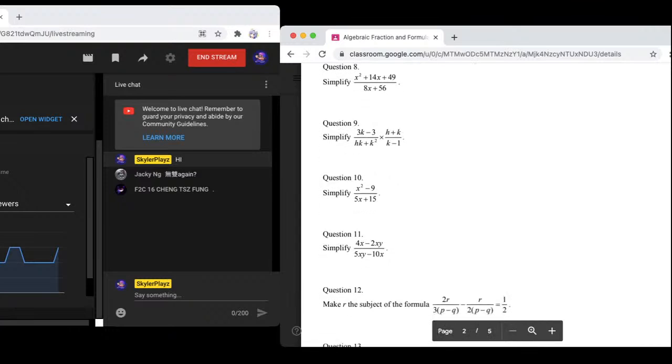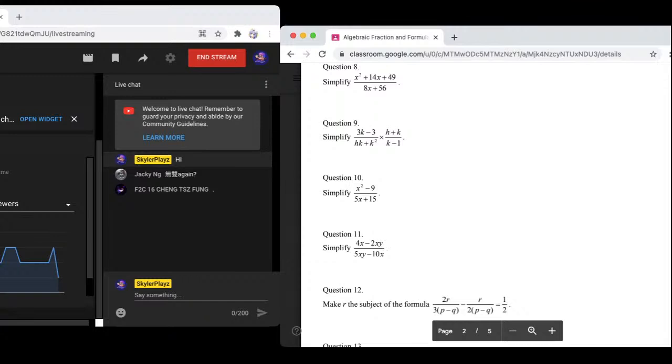Question 29. 3k minus 3 divided by hk plus k squared, times h plus k, k minus 1. Let's do factorization. Factorize 3, so 3 times k minus 1. Factorize k, so k times h plus k. The second fraction, no change, just cancelled out. And then 3 over k, that's our answer.